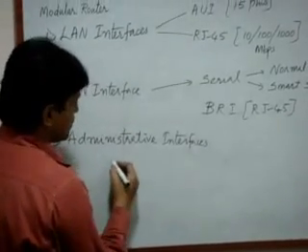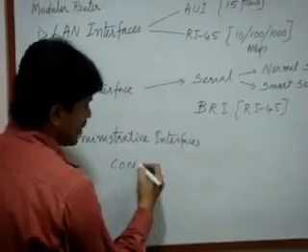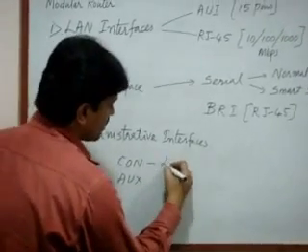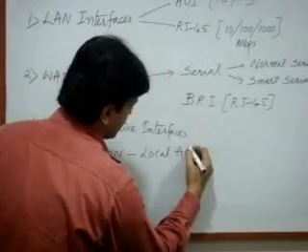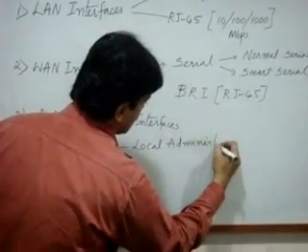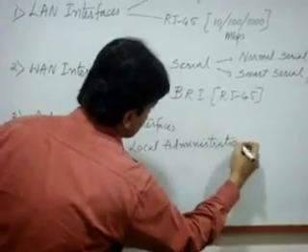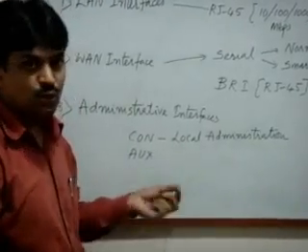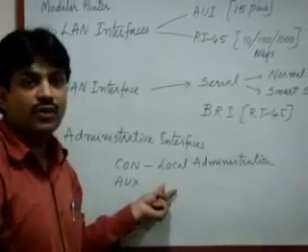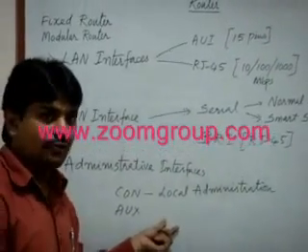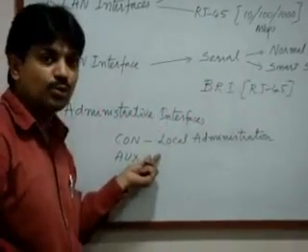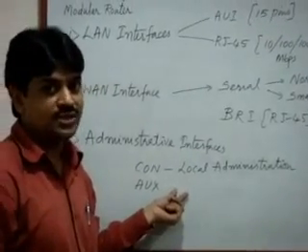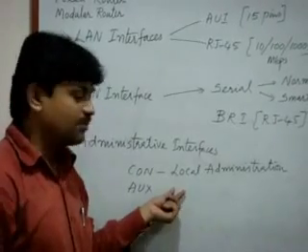Next we have administrative interfaces. There are two types: the console port and the auxiliary port. The console port is for local administration. So what is local administration? After purchasing a new router, if you want to configure it, the first-time configuration is called the initial configuration. For initial configuration, we have to connect to the console port. In future, if any problem comes, we can troubleshoot through the console port. It is for advanced troubleshooting.